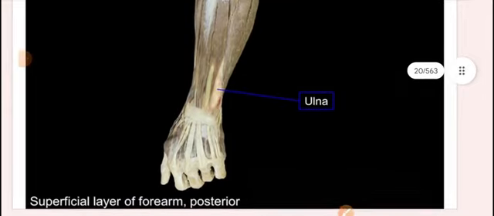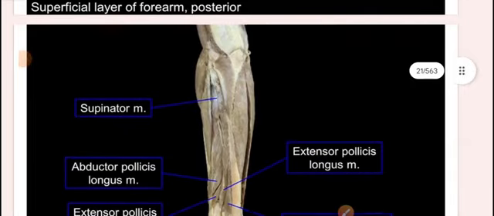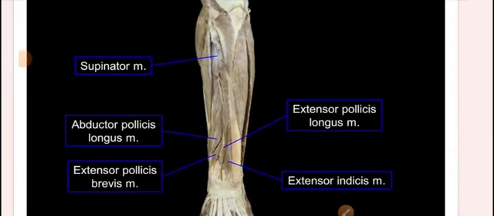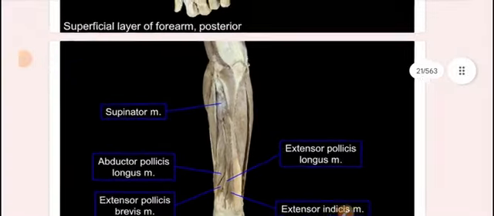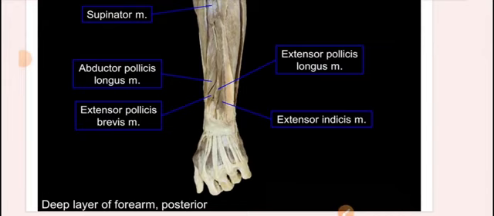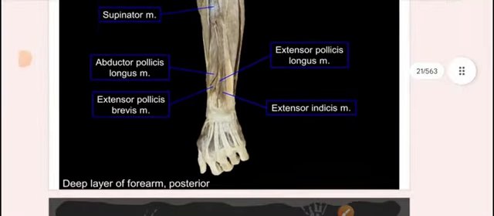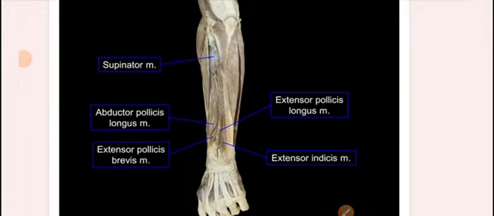Now the superficial layer of the forearm posteriorly: ulna we can see here, and common extensor tendon and ulnar nerve. In the next figure we can see the supinator muscle in the upward direction, and the deep layer of the forearm contains supinator muscle, abductor pollicis longus muscle, extensor pollicis brevis and extensor pollicis longus, and extensor indicis muscle. So this was all about upper limb images of cadaver.